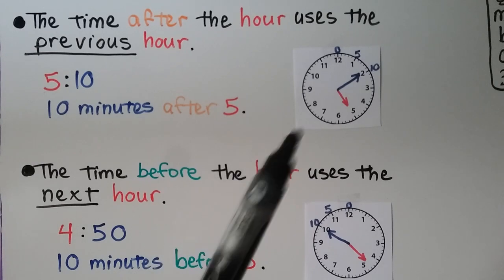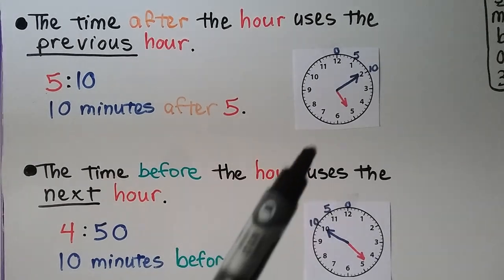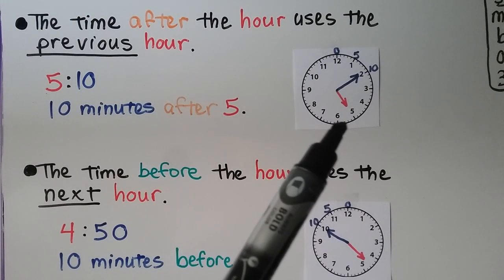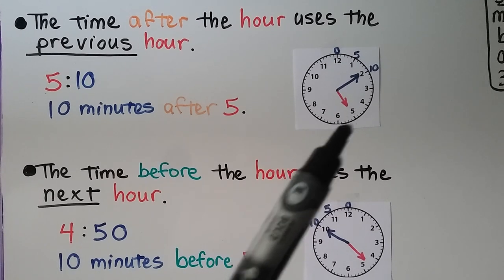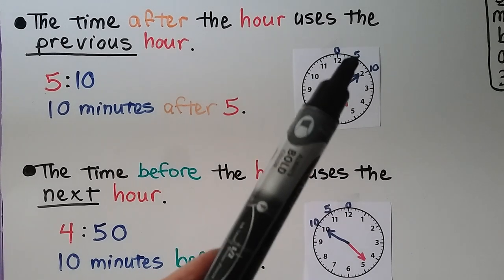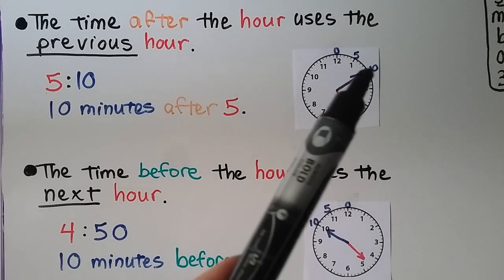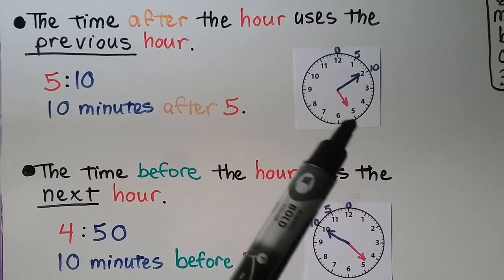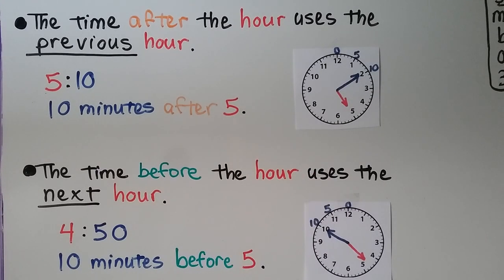The time after the hour uses the previous hour. This would be 5:10. It's 0, 5, 10 at the 2 for the minute hand. The hour hand's pointing to the 5. So this is 5:10, or we could say it's 10 minutes after 5, or 10 minutes past 5.